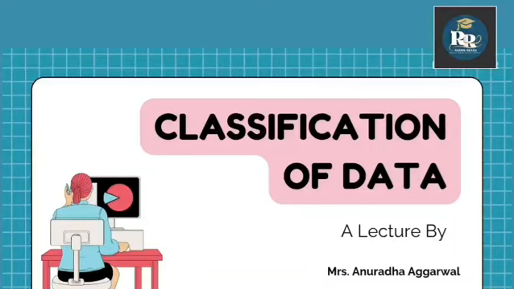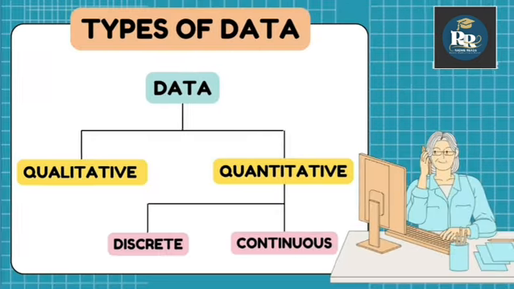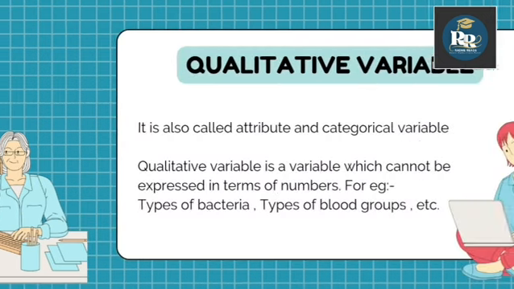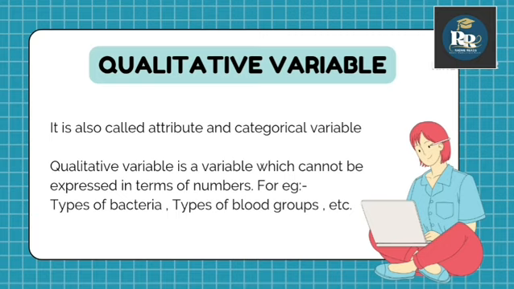Hello students, our today's topic of discussion is the classification of data. The data is classified into two types. One is qualitative data. It is also called attribute. For example, types of bacteria, color preferences, types of blood groups, and so on.